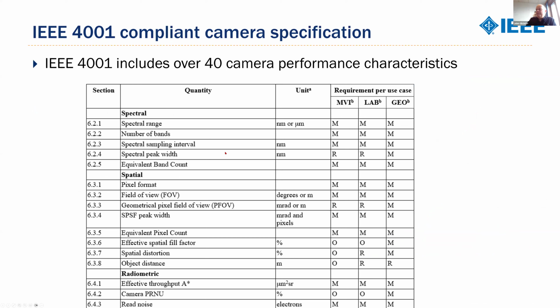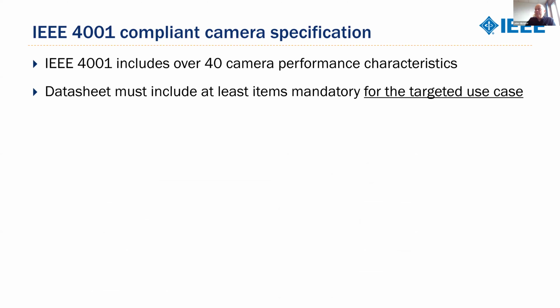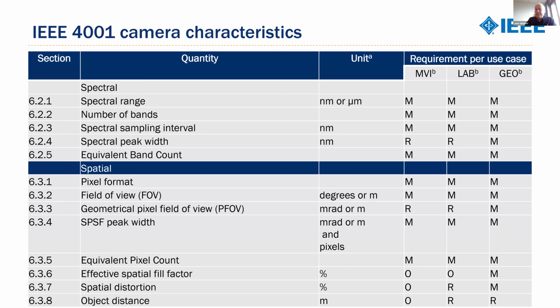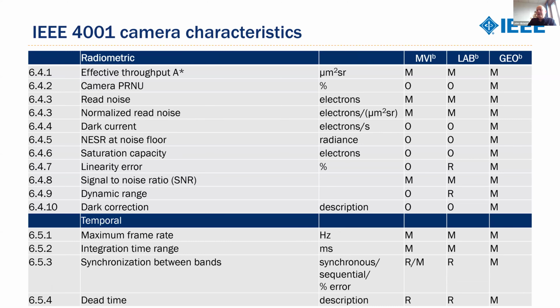So to sum it up, this is just a flash of our list of performance characteristics. There are more than 40 of them altogether. Some are obvious, like spectral range or number of bands, and some are less obvious, such as the dynamic range or co-registration. We also have a mock data sheet, how that might look, but we're not requiring a particular formatting of the data sheet. I pulled through the complete list of parameters here in case you have questions about some of this.